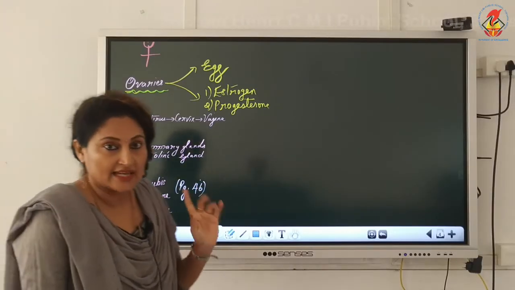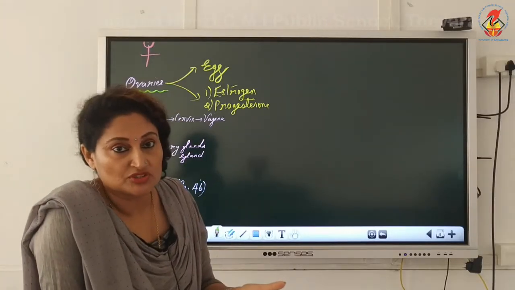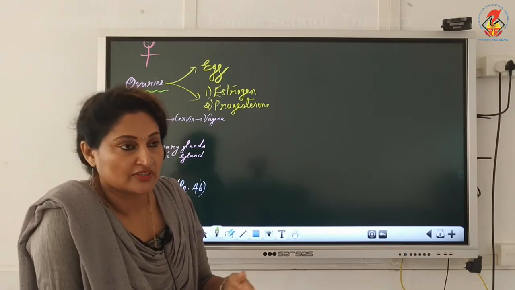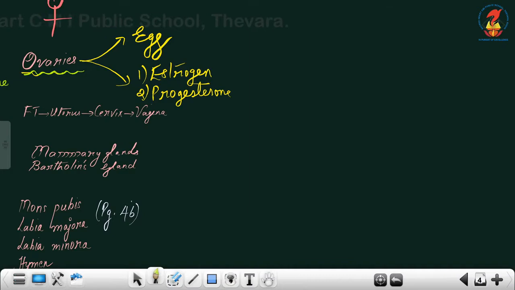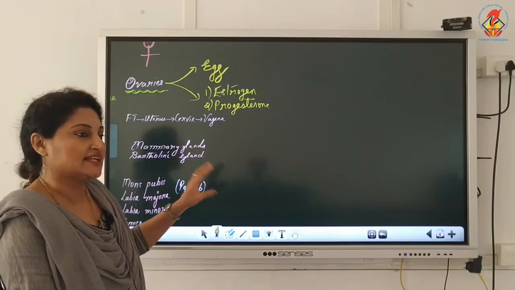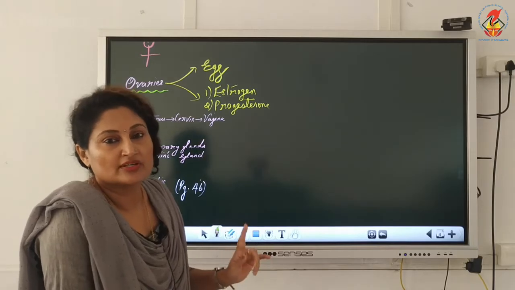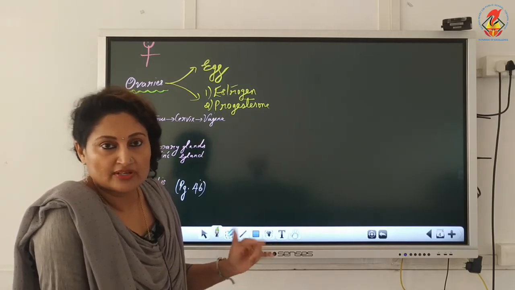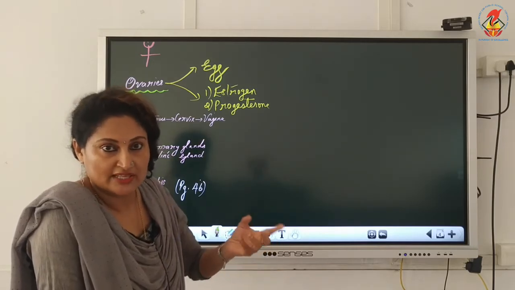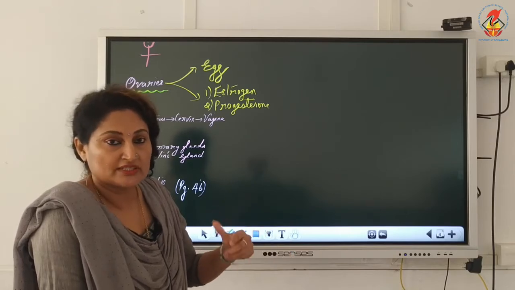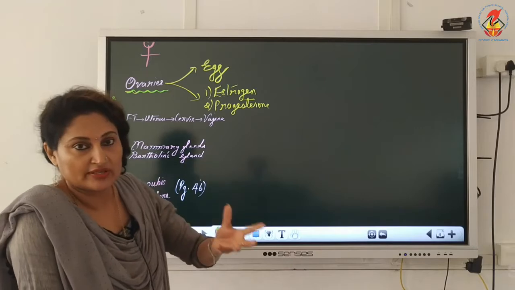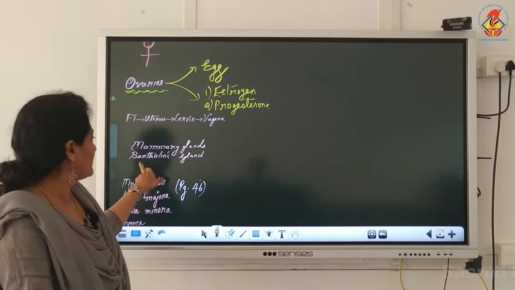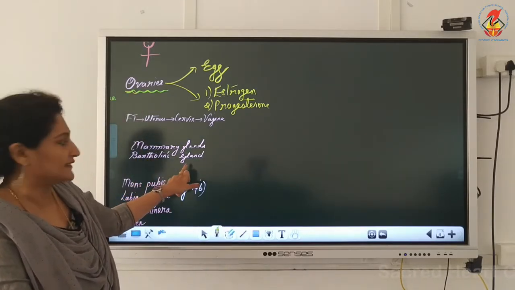Then the accessory glands are the mammary glands, which come into function after childbirth for giving nourishment to the young one. There is another gland, the Bartholin's gland, not mentioned in the text but you have to learn it for NEET. Bartholin's gland is equivalent to the bulbourethral gland of males. The bulbourethral gland secretes an oily or slime-like secretion which helps in lubricating the penis. Similarly, in the vagina there are these glands which secrete an oily secretion for lubrication. That is the Bartholin's gland.